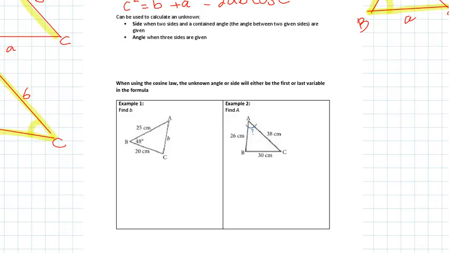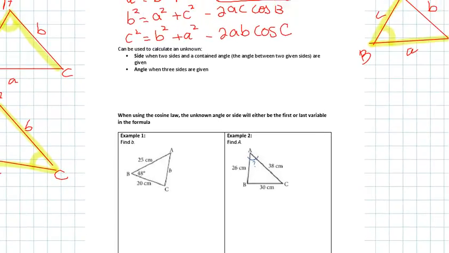So, here's the law. Cosine law can be used to calculate an unknown side when two sides and a contained angle, which is the angle between them, are given. So I'm finding the side if I have two sides and the angle between them. Are we okay with this?